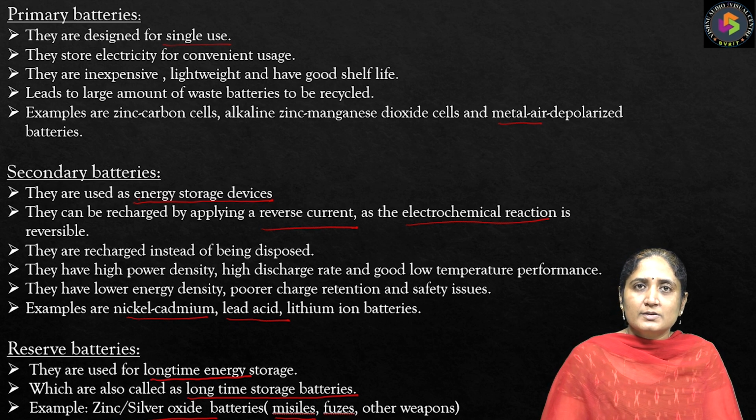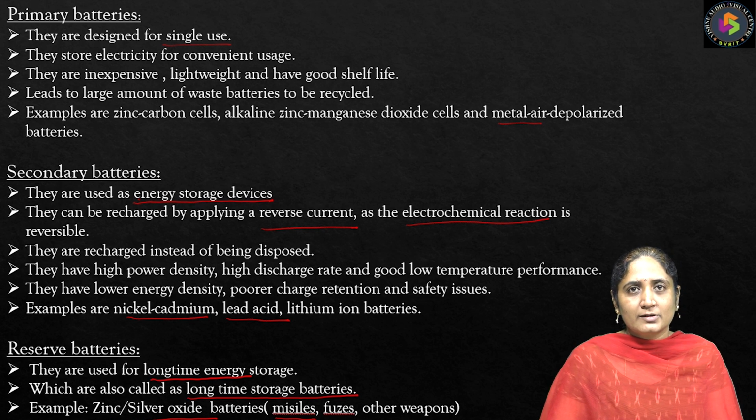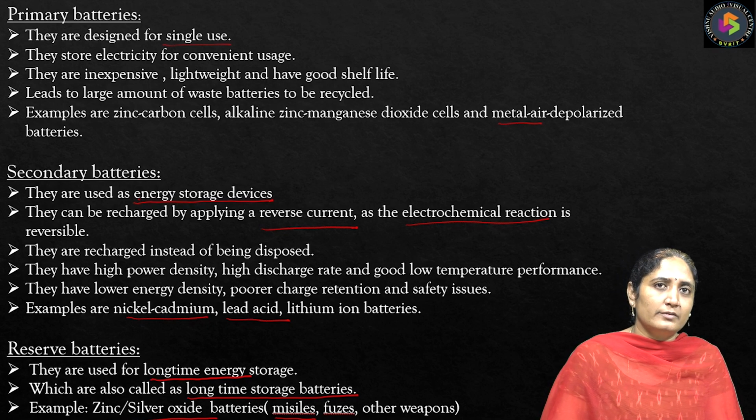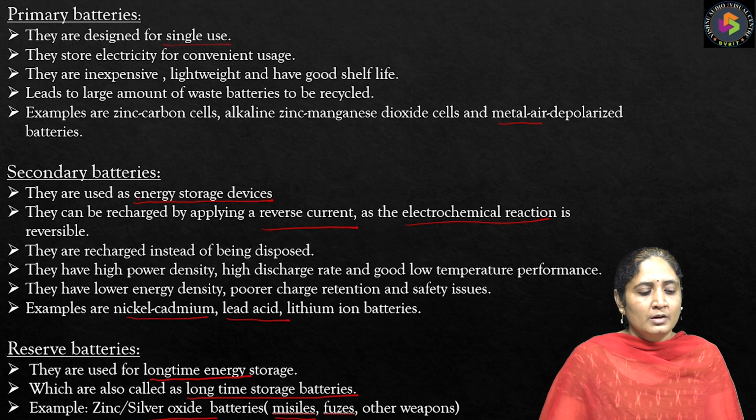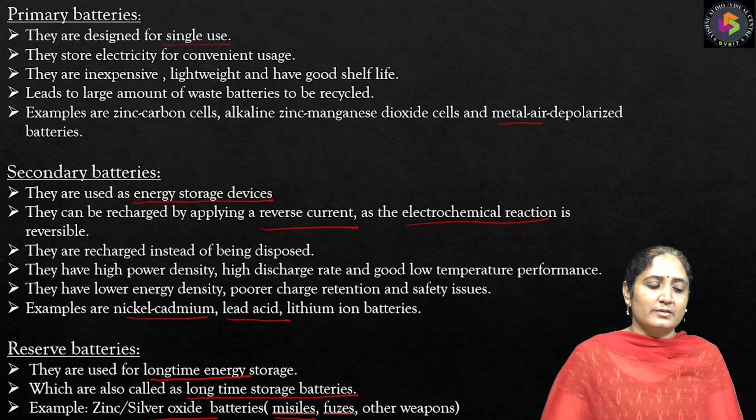Coming to the secondary batteries. Secondary batteries are rechargeable batteries. That means both recharging and discharging processes take place. As you observe, the batteries in our mobile phones are secondary batteries. And not only that, in many electrical vehicles we are using secondary batteries. Lead acid battery is one of the secondary batteries. Rechargeable batteries which can store the energy are called secondary batteries.